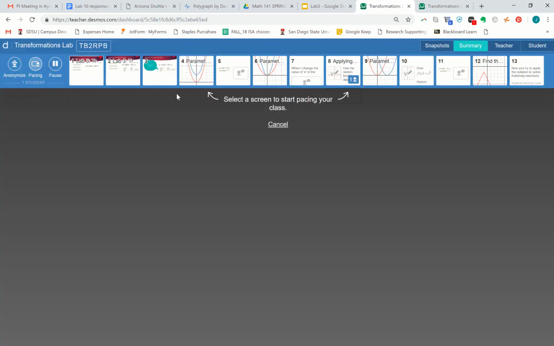Sorry, click on pacing, and then you click on the first one, and then if you want to restrict it, you can just click on the ending screen. So that's how you use the pause button.